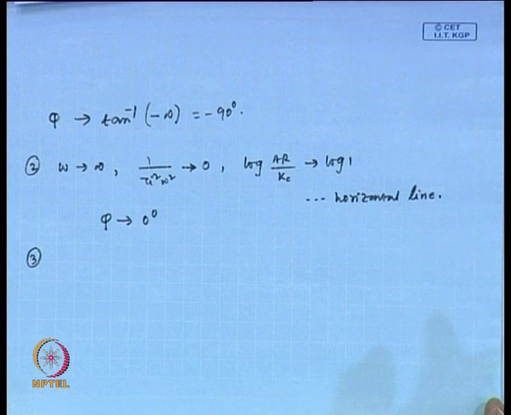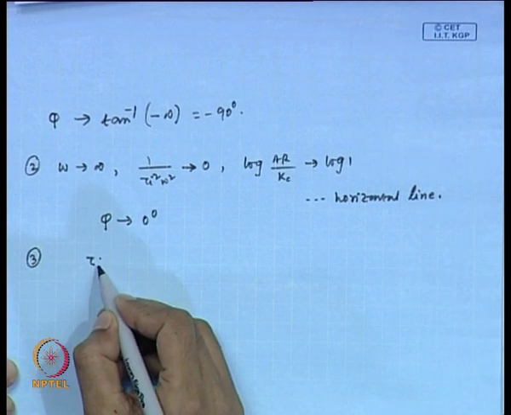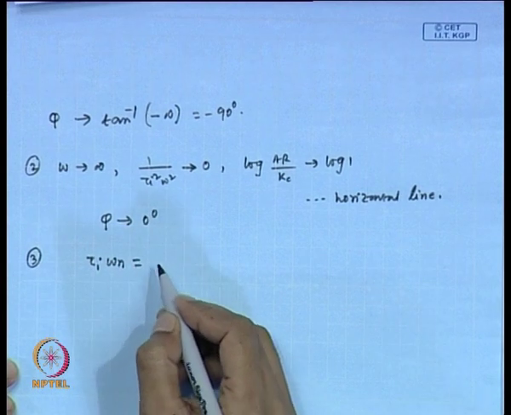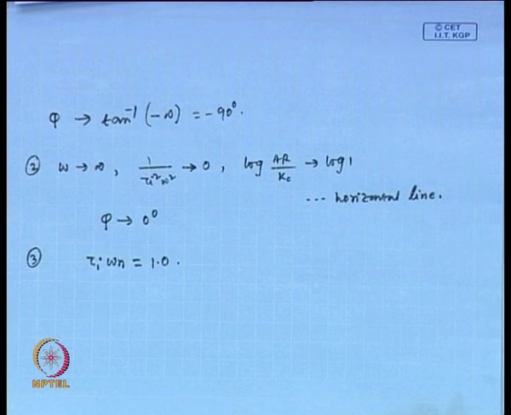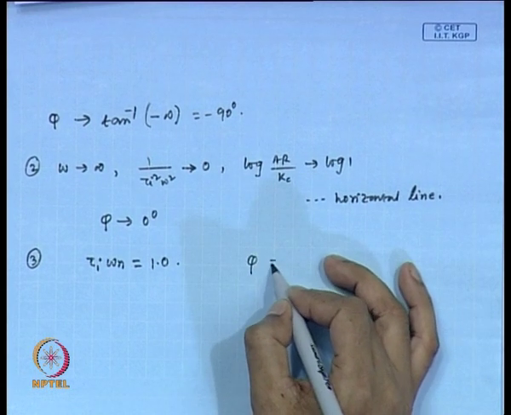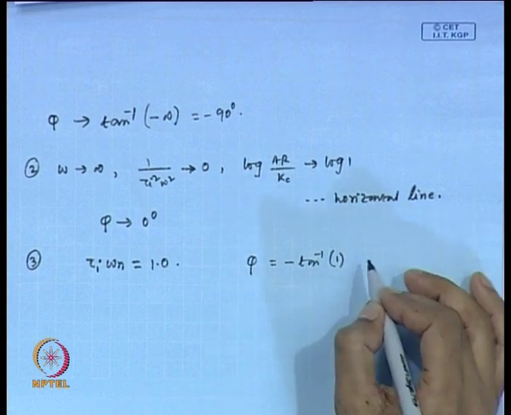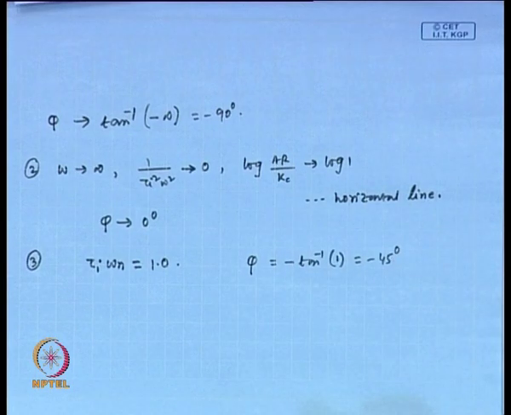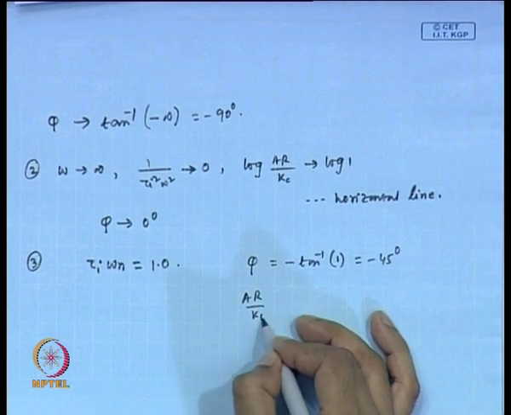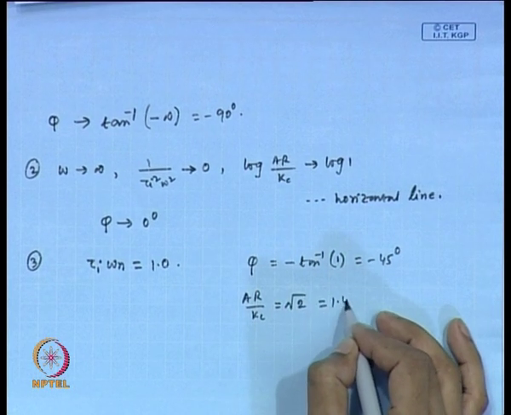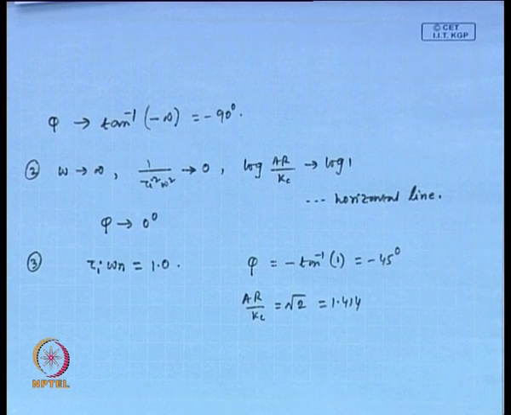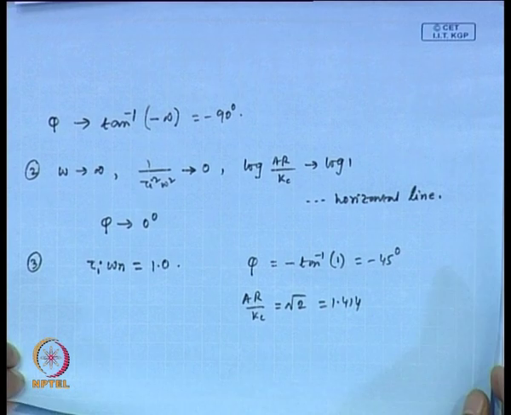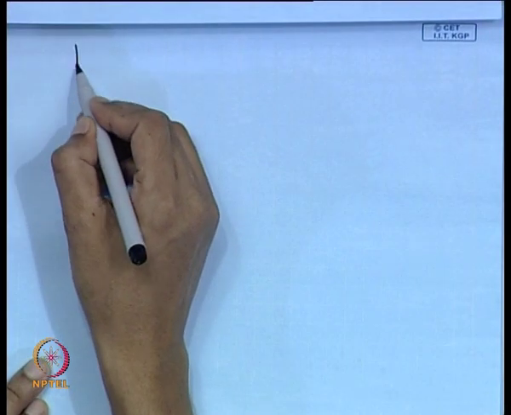Next one is the determination of corner frequency. We obtain the corner frequency when tau I omega n equals 1.0. Fine. Accordingly, phi becomes minus tan inverse 1, which yields minus 45 degree. And amplitude ratio by Kc becomes root 2, which is 1.414. Fine. So, these are the asymptotic considerations, and next we will make the plot.